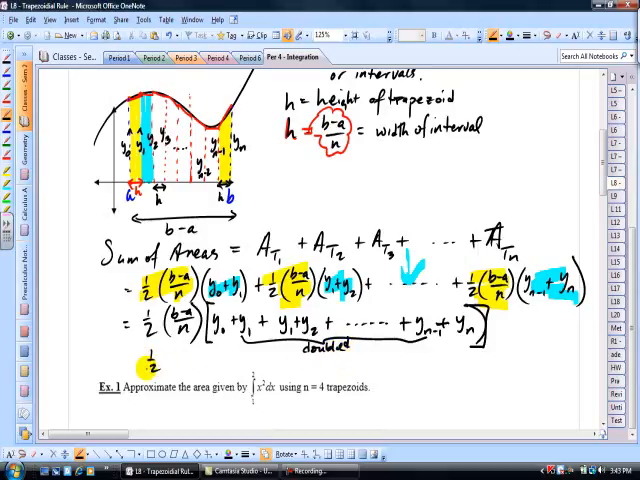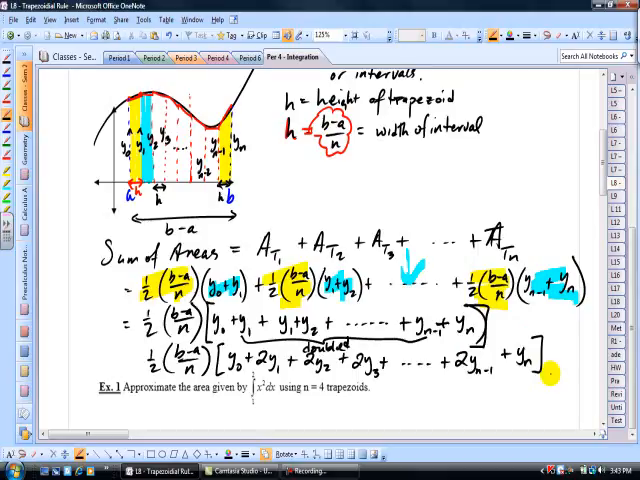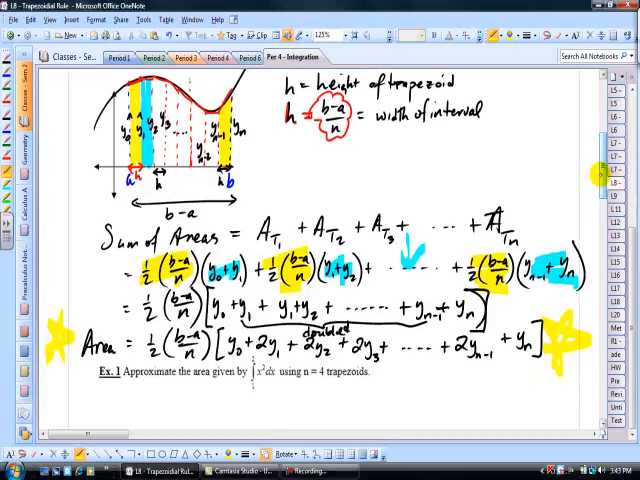So if you understand that, you could take 1/2 times b minus a divided by n times y0, because it's only used once, plus 2 times y1, plus 2 times y2, plus 2 times y3, and so on, all the way up to 2 times y sub n minus 1, the term before the last one, plus y sub n, where these just happen to be the function values at these points. You can use that to get the area underneath the curve using trapezoids. So we want to commit this to memory. Okay? So let's apply it here.